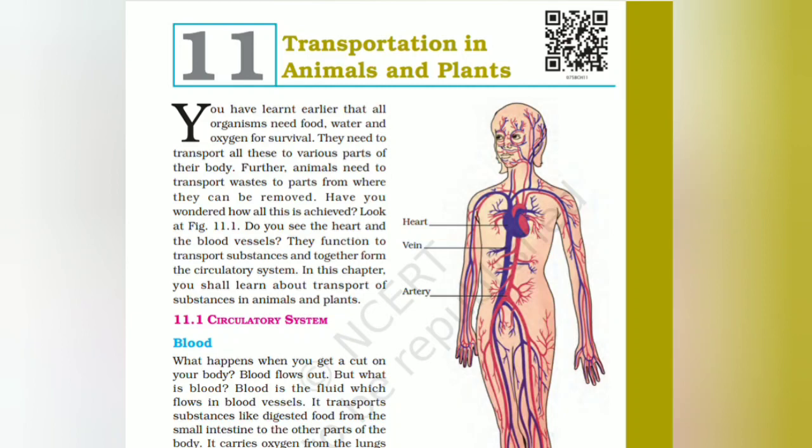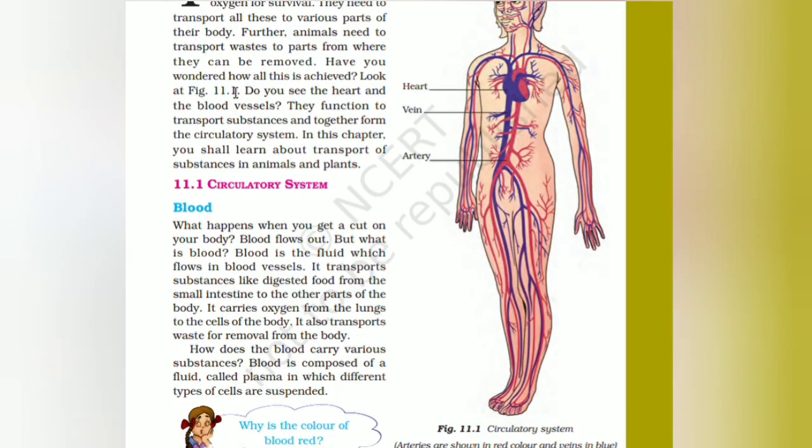Today in class we are going to learn the 11th chapter, that is transportation in animals and plants. You have learned earlier that all organisms need water, food and oxygen for survival. They need to transport all these to various parts of their body. Further, animals need to transport waste to parts from where it can be removed.